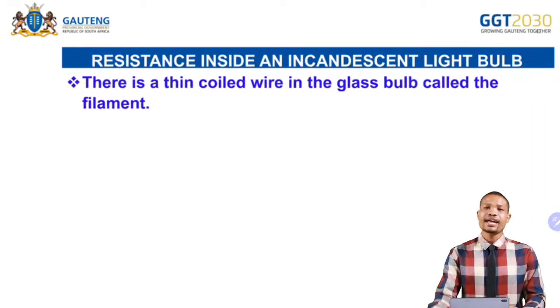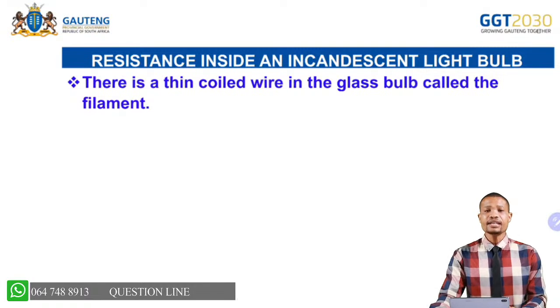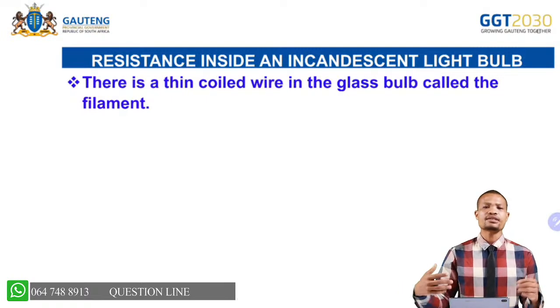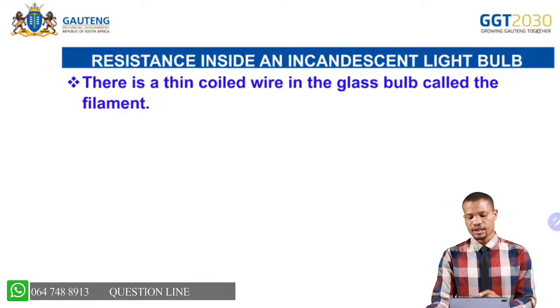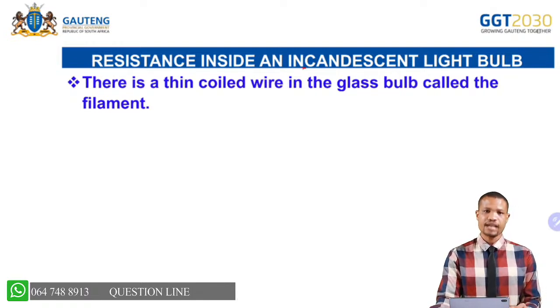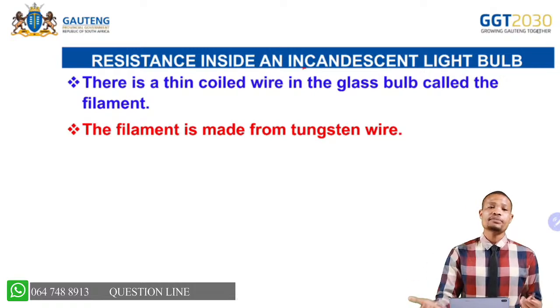Right, so let's look at resistance inside an incandescent light bulb. There's a thin coiled wire in the glass bulb called the filament. But before we move forward, I think we just need to clarify what we mean by incandescent. Incandescent means lighting up, okay? It releases light and heat, okay? So there's a thin coiled wire in the glass bulb called the filament, right? There are these wires inside a light bulb. We call them the filament. And the filament is made from tungsten wire. So tungsten is an element from the periodic table.